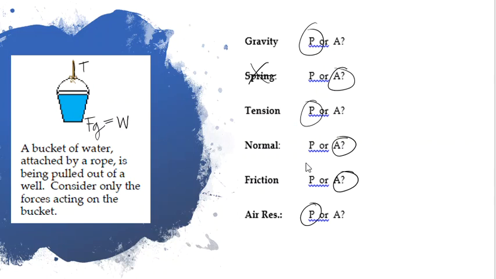Is there normal force? There is no object in contact that is stable, so this is absent. There is no object moving across a surface in here. You might argue that there might be friction between the rope and the hand, but that's a different scenario. We're just looking at this being pulled, so that is absent. This one will move through air, so this should be present. And that should be it.